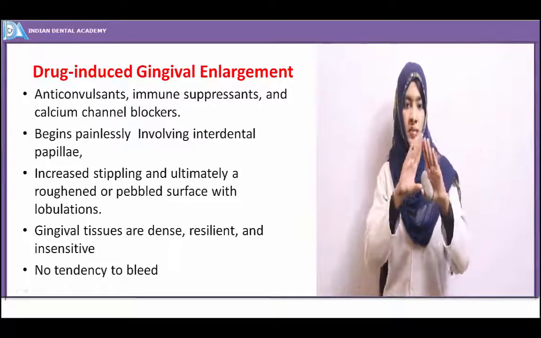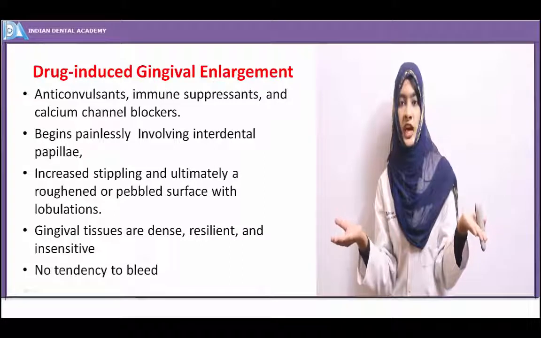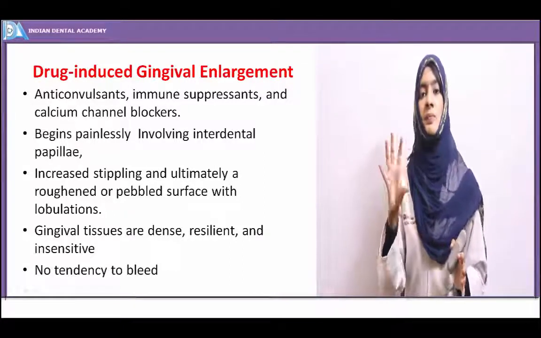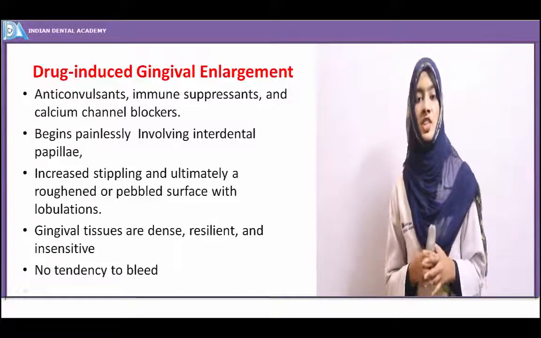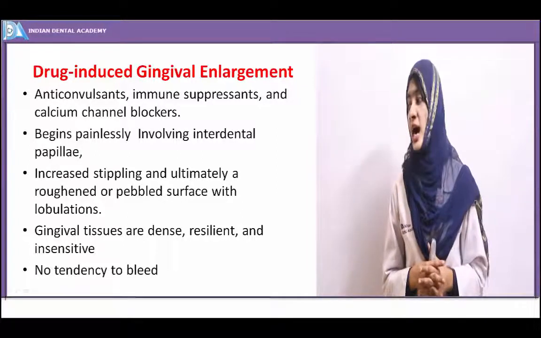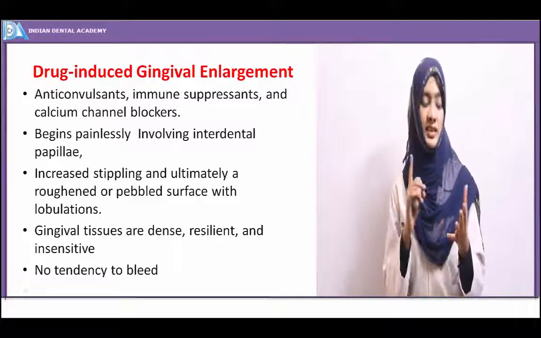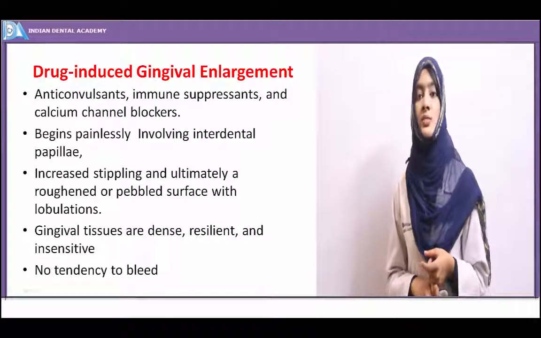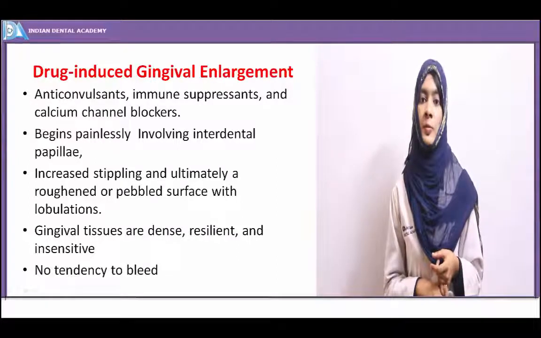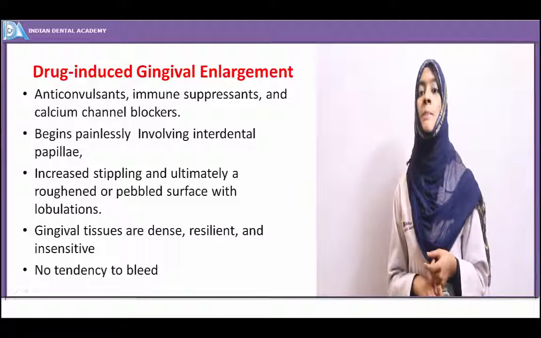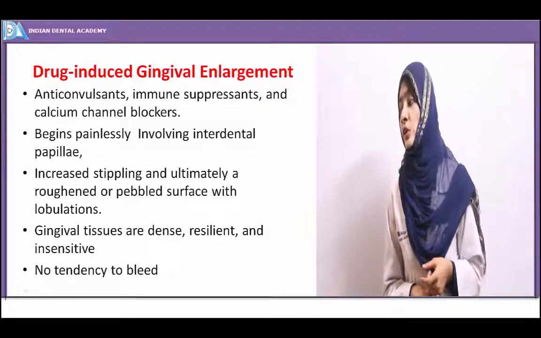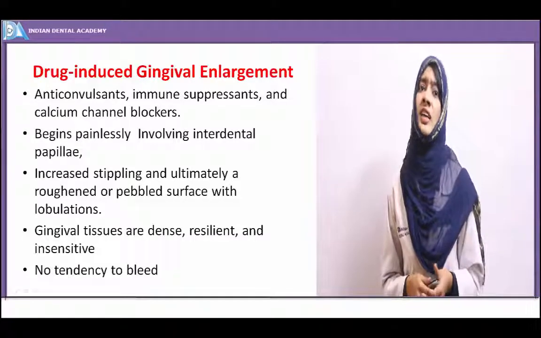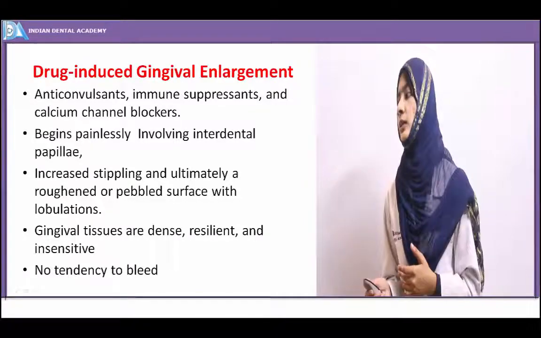Chronic gingivitis just manifests as a smooth or shiny surface, but gingival enlargement, because of extreme fibrosis, appears pebbled or roughened. And the gingival tissues are dense, resilient, and insensitive because this enlargement is occurring because of proliferation of fibroblasts. Because of some systemic drugs, they are insensitive and they do not bleed. And there is no change in color. In fact, it appears to be a little bit paler in color.